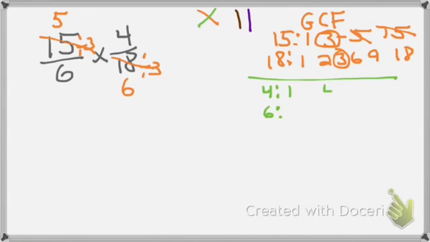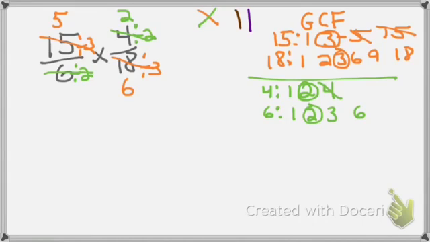So the factors of 4 are 1 and 4, 2 times 2, so I'm done. The factors of 6 are 1 and 6, 2 times 3, 4 doesn't work, I'm done. I don't see a 4, but I do see a 2, so I need to divide both of these by 2. 4 divided by 2 is 2, 6 divided by 2 is 3. So I've finished the green portion of my X11 strategy.